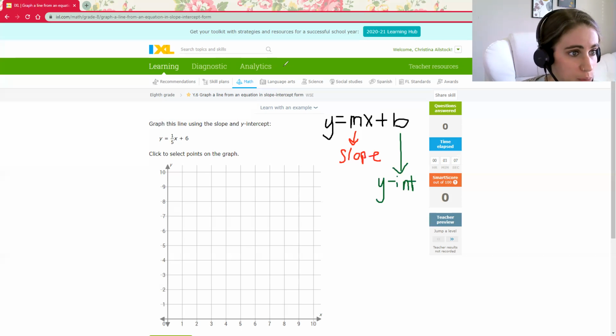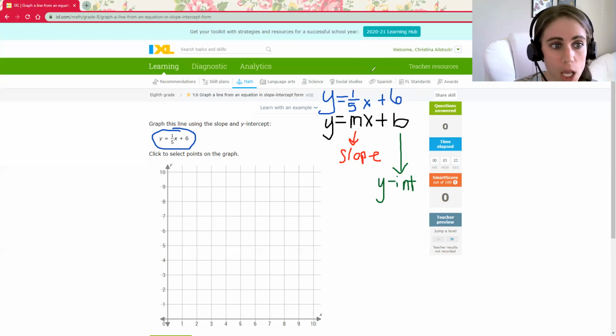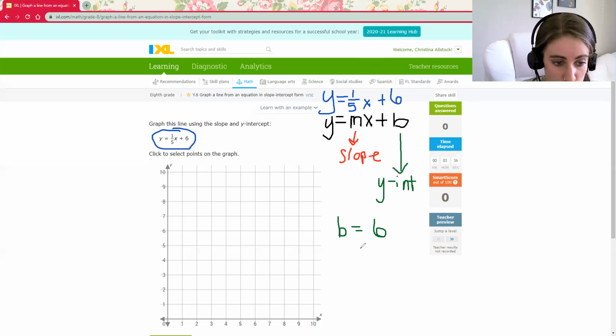Our equation, and I'm going to write it directly above our formula so we can see things line up. Y equals 1 over 5 x plus 6. When we write it like that, we can see that our 6 lines up with the b. Therefore, our b, our y-intercept for this problem, is 6. And that is a point. As an ordered pair, that would be 0, 6.